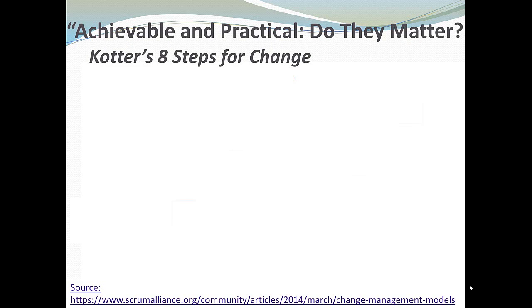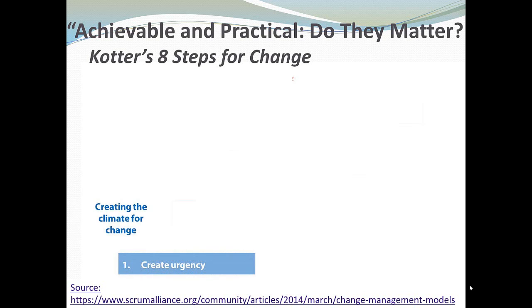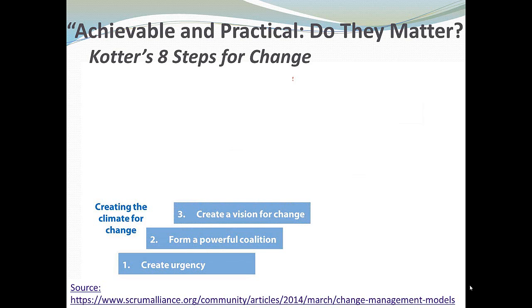So, achievable and practical, do they matter? Kotter created a model about the 8 steps for change. Learning is not just theoretical, but you want to really create a climate for change by creating urgency, powerful coalitions in the case of institutions, and creating a real vision of why we're doing this.